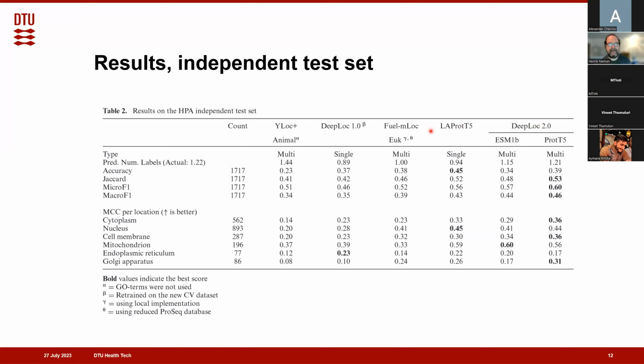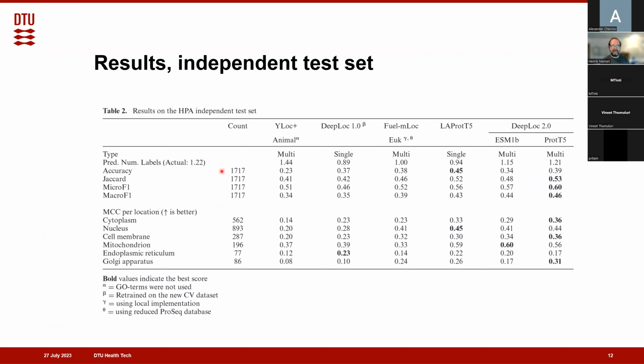When we go to the independent dataset, we have two more methods we can compare to: FuelMLoc and LA-Prot-T5. These two were not included in the cross-validation testing because there's an overlap between their training set and our training set. But for the HPA dataset, we could use them.